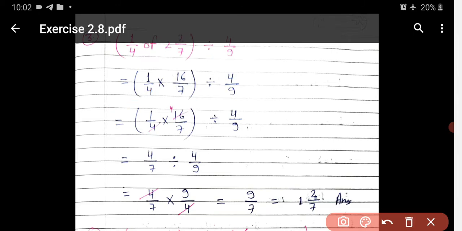4 1s are 4, 4 upon 7 becomes 4 upon 9, and divided here. When divide changes into multiply, the number will reverse, it becomes 9 upon 4. Just cut by 4 by 4, it becomes 9 upon 7. Okay, so 9 upon 7, how do you write it?